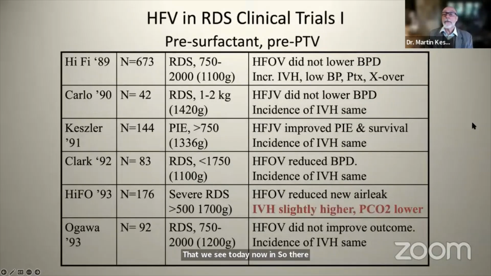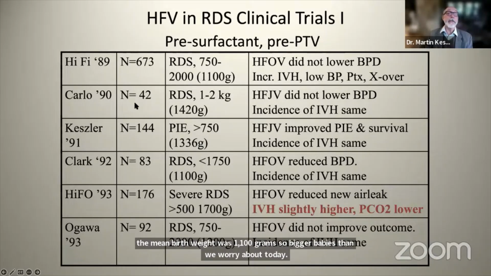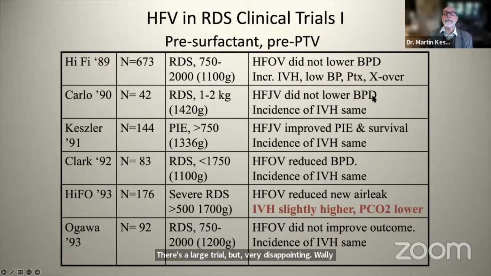So there was a fair amount of activity over the next 20 years or so. This is the HiFi trial that was quite disappointing. The mean birth weight was 1,100 grams, so bigger babies than we worry about today. It was a large trial, but very disappointing. Wally Carlo published a small study using a jet ventilator with no immediate benefit, but it was a small study. Gratifyingly, there was no increase in intraventricular hemorrhage.